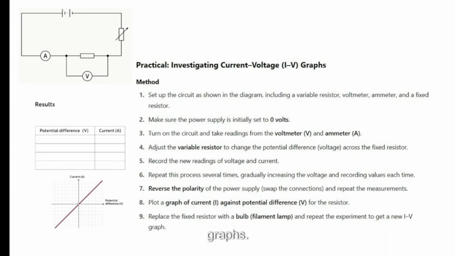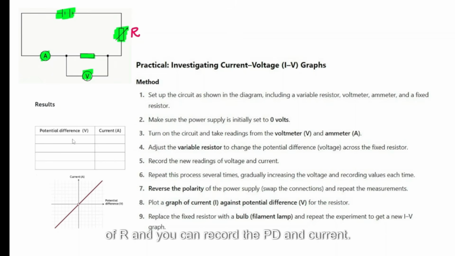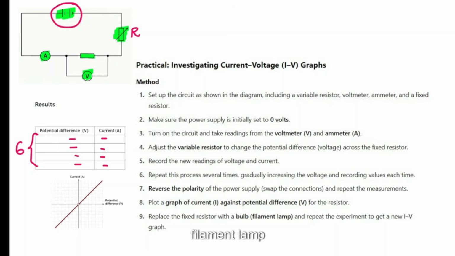Investigating IV graphs. To do this experiment, you need this experimental setup, a power supply, and this is a component that is being checked. In this example, it is a resistor. A voltmeter is connected in parallel and an ammeter is connected in series, and a variable resistor here to change the resistance. So what we need to do is change the value of R, and you can record the PD and current.